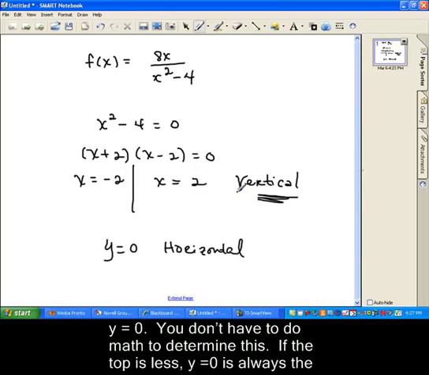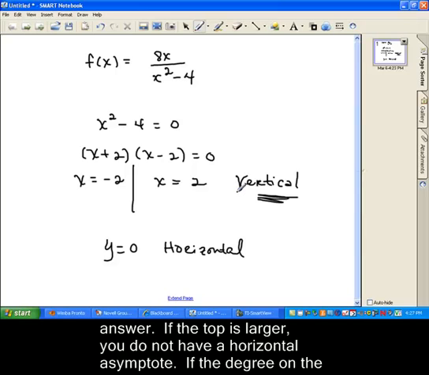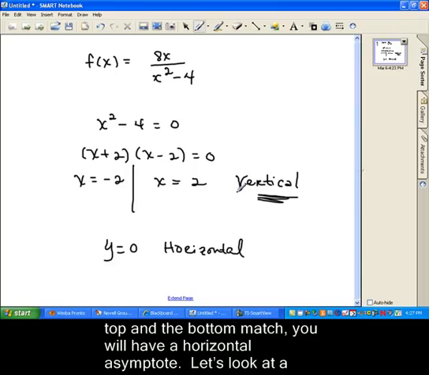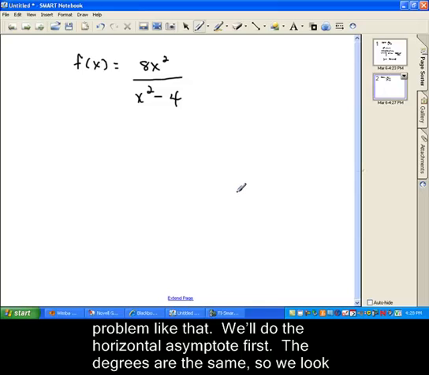You don't have to do any math to determine the horizontal asymptote. If the degree on the top is less than the bottom, y equals 0 is always your answer. If the degree on the top is greater than the bottom, you do not have a horizontal asymptote. Now, if the degree on the top and the degree on the bottom are the same, you will have a horizontal asymptote. So let's look at a problem that meets that criteria.